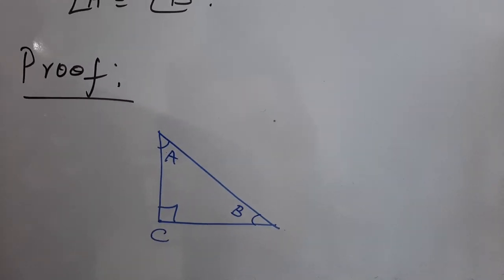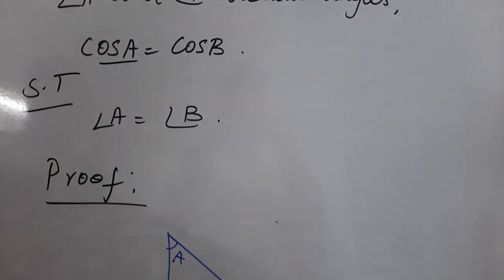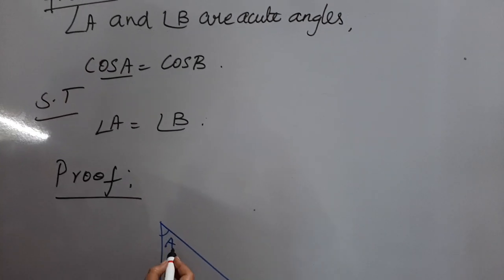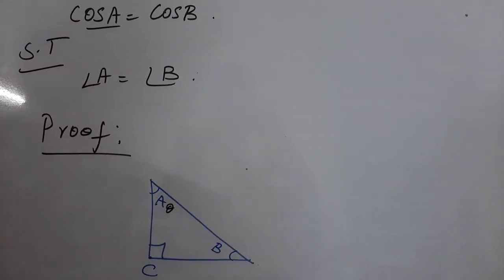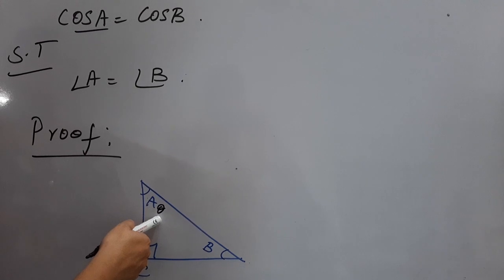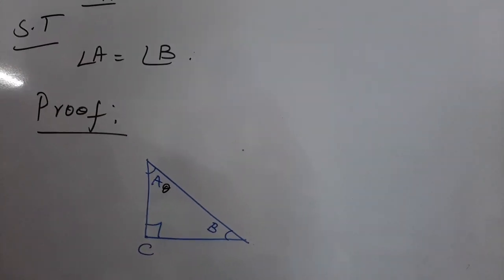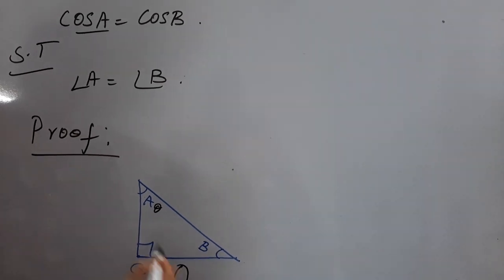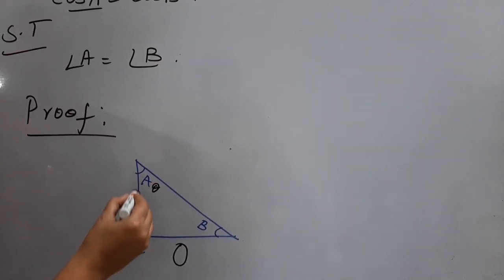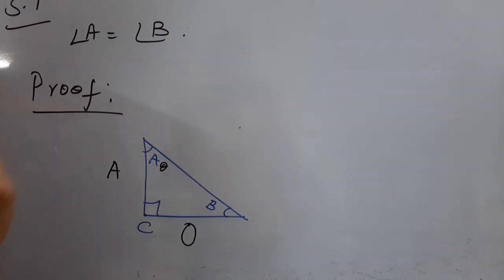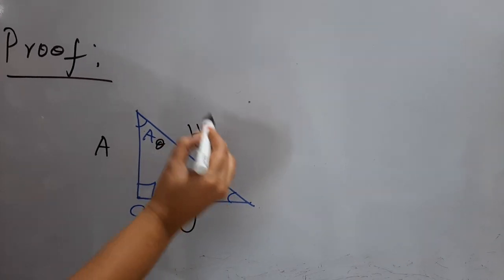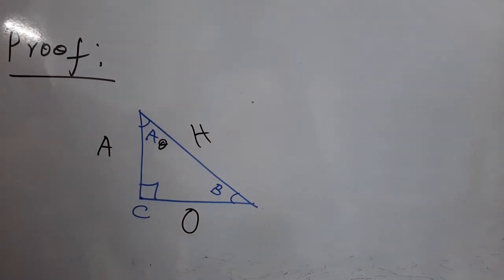First let us calculate cos A. For calculating cos A, which angle must be selected as theta? Angle A must be selected as theta. If A is theta, what is the opposite side for angle A? The opposite side for angle A is BC. So this is your opposite side. And the side which includes angle A is your adjacent side. And always the side opposite to your 90 degree is your hypotenuse. Now let us see what is cos A.